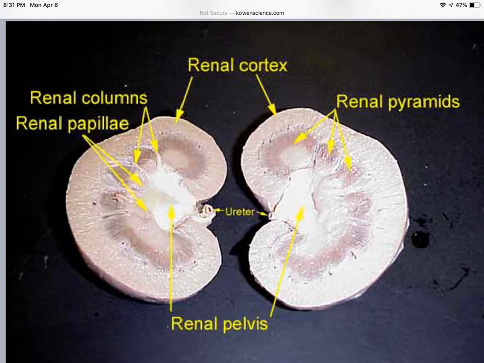Here you can see what the kidneys would look like on a sheep kidney. So you can really see those pyramids. You can see the renal cortex nicely. You can see the ureters right in there. Here we have the renal pelvis. The tip of the pyramids is the papilla. In between the pyramids are the renal columns.